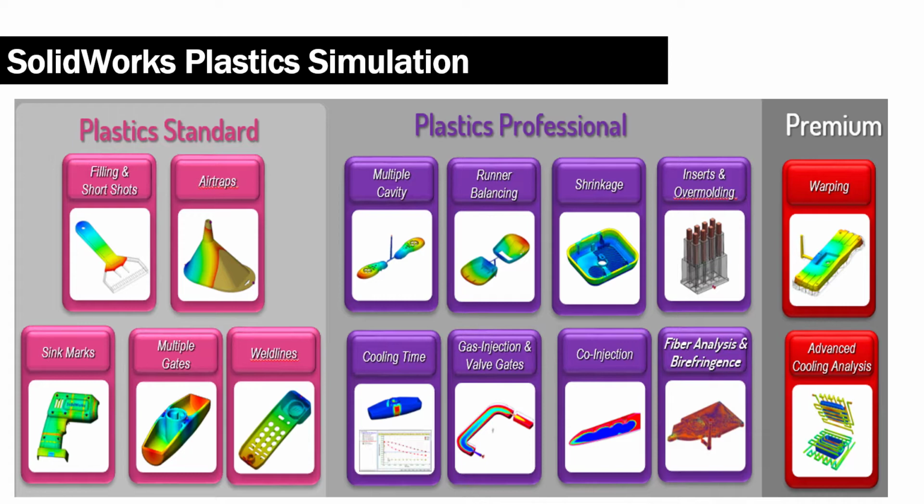The way that it's broken down is into three different flavors. There's plastic standard, professional, or premium. The way I like to think of it is plastic standard is really geared toward the filling stage in your process, whereas professional is the packing and cooling phase. And then with premium, we have some post-processing results with respect to warping and detailed sink mark analyses. So let's take a look.